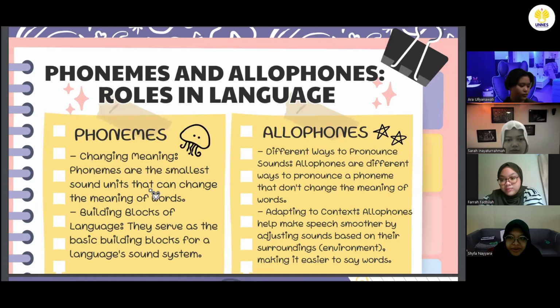Now that we've explored free variation, let's connect it to two important concepts in phonology, phonemes and allophones. First, a phoneme is the smallest sound unit that can change the meaning of words. They're like the building blocks of a language's sound system. For instance, the words pat and bat differ by a single phoneme, P and B. On the other hand, allophones are variations of a single phoneme that don't change the meaning of a word. These variations occur to make speech flow more naturally. For instance, a T sound may be pronounced differently depending on its position in a word, but the meaning remains the same.